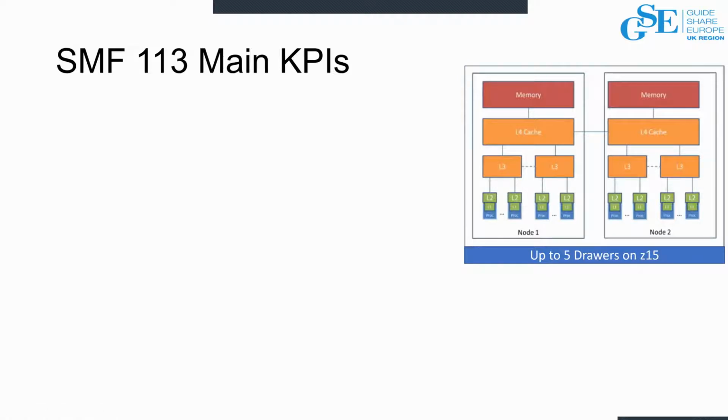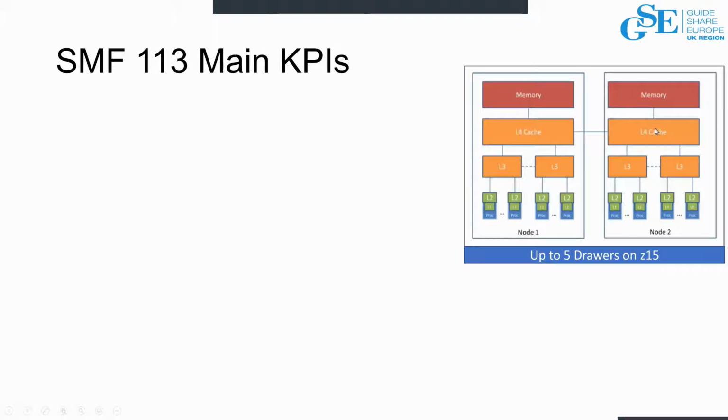So on the right-hand side here, we have the picture of the cache levels, where we have the processors, L1, that's the nearest to the processor, and L2 as well. And then we have the memory hierarchy here, L3, L4, and memory, and L4 remote. So we have up to 5 drawers on z15.